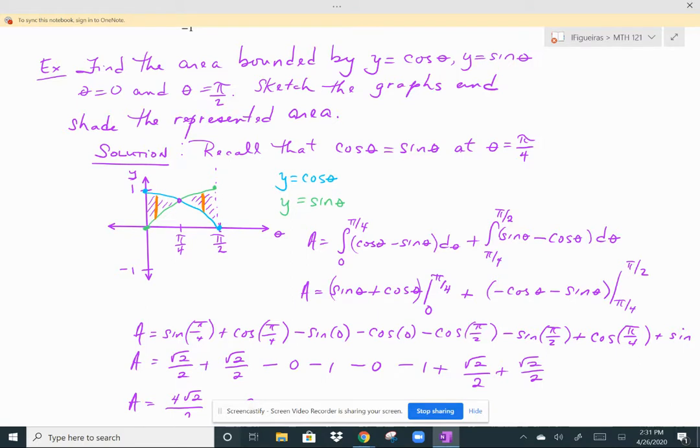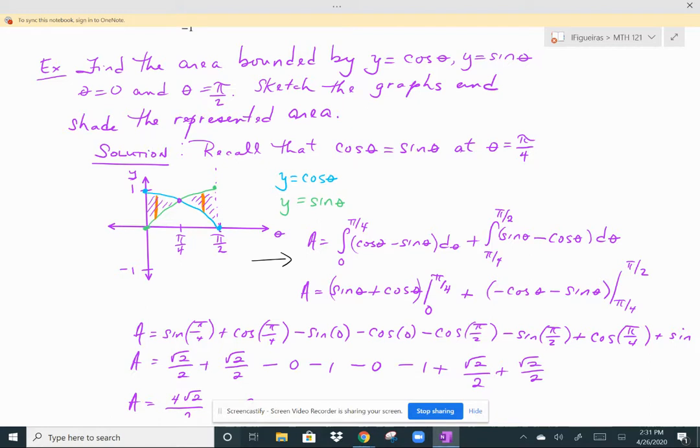So I'm going to have to compute the height in two different ways. In other words, the order of how you subtract your functions is different. My integral is set up right here. My first integral for the area shaded on the left is the integral from 0 to pi over 4 of cosine of theta minus sine of theta, d theta.